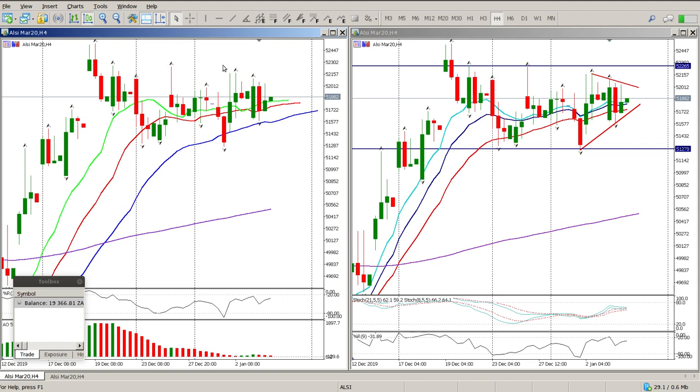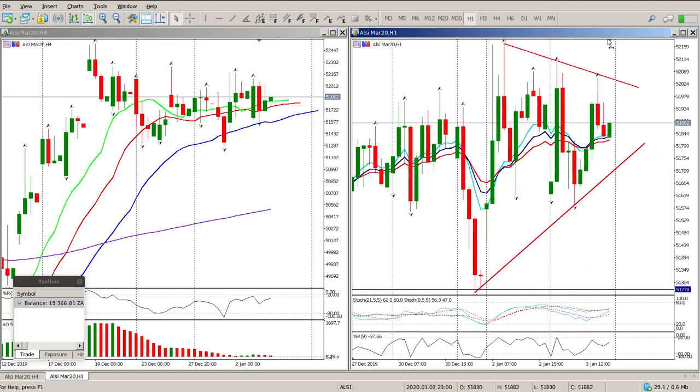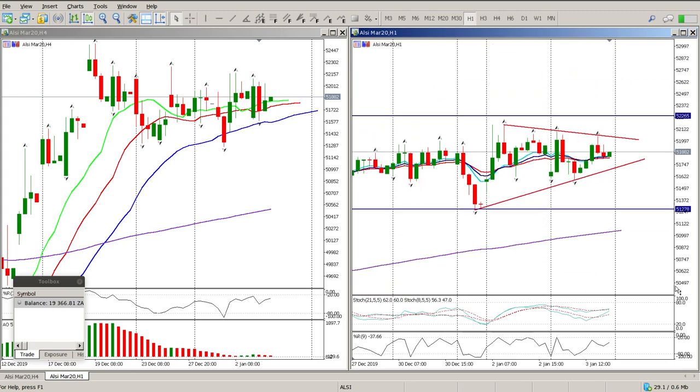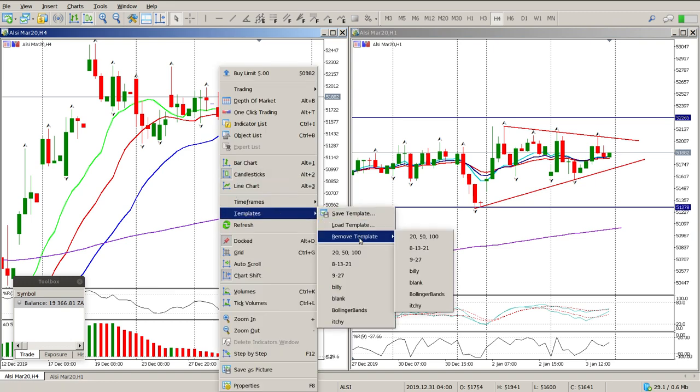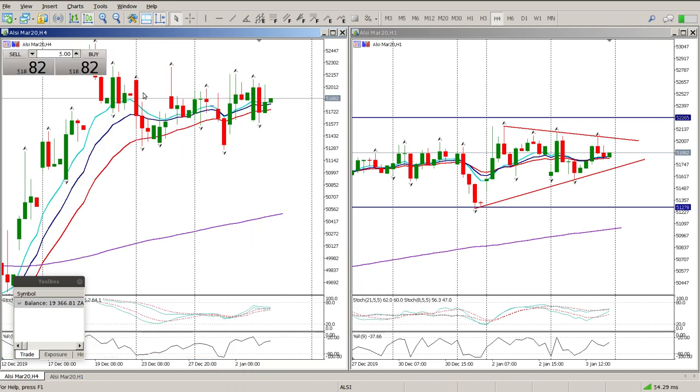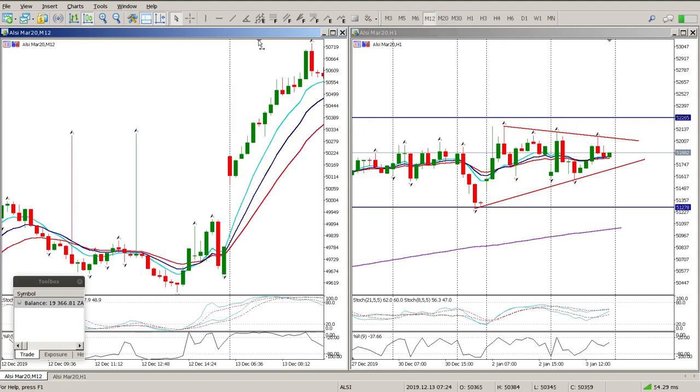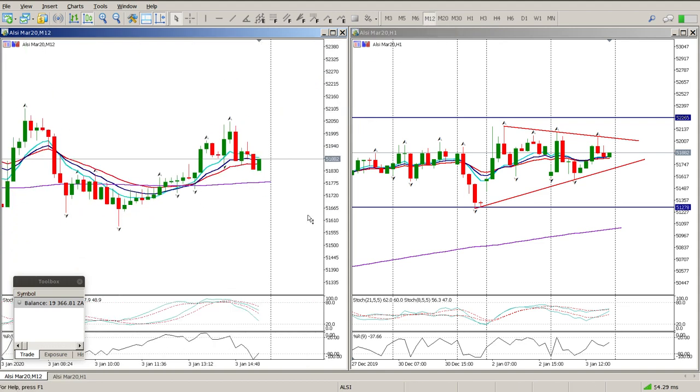Why I've got two screens on is quite simple. We want to be following the trend. The 1 hour gives me the trend, and at this stage, the fact that we're up and above the moving averages like this means we are ranging. There is no trend. On this side, we're looking for the same scenario, but on a 12 minute, 15 or 10 minute chart.